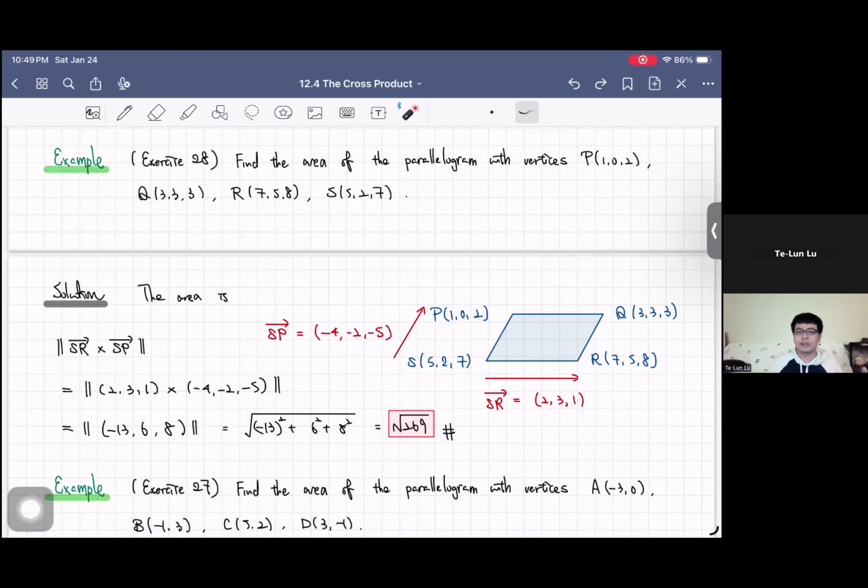Okay, so how do we figure out the area? As I mentioned, we can take two vectors and figure out their cross product, right? So in this case, let us take SP and SR. SP again is just 1 minus 5 is minus 4, 0 minus 2 is minus 2, 2 minus 7 is minus 5. And we can do the same thing for SR. Then we take the cross product.